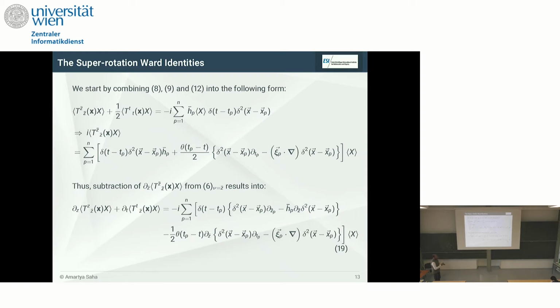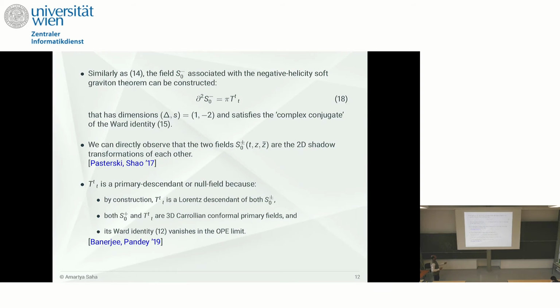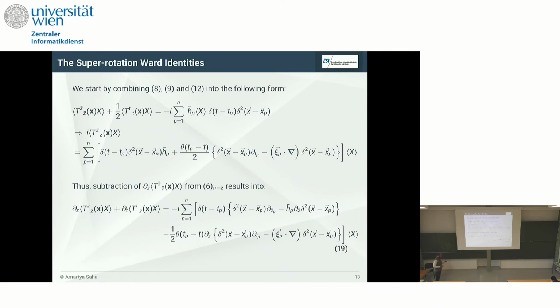Now we can do the same exercise with the super rotation word identities. We just use the translation and boost word identities to get these leading soft theorems, and we can use the other soft theorems like rotation and scaling and make this linear combination. It doesn't look nice anyway. So the important thing is equation 19.